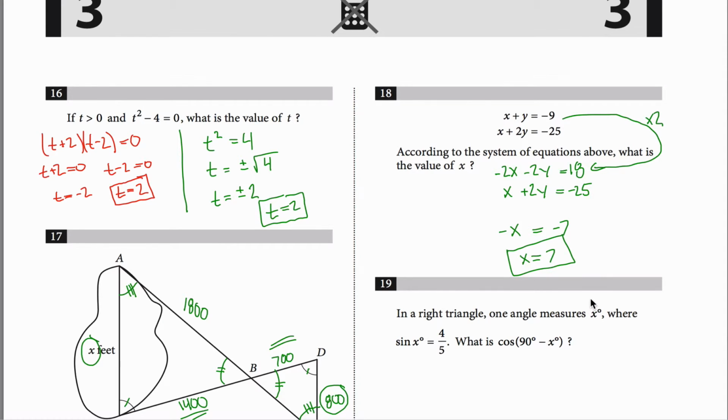You can also do this with substitution. You can say, well, y equals -9 minus x. So plug that in down here and algebraically solve for it. And that'll work. But I think that ends up being more algebra. If you can learn this equation addition trick, it can save you a lot of time on tests like this. So I'll present this way.